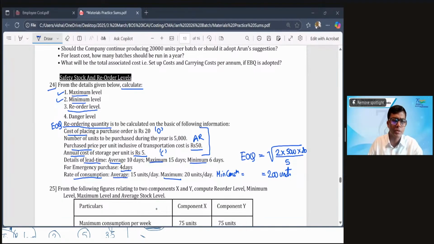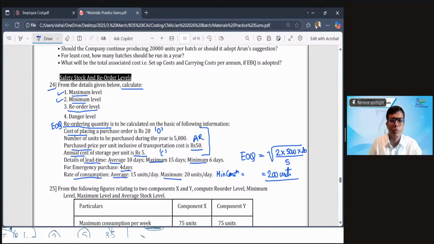Vikas, do I need to explain EOQ? EOQ is done by this formula: 2 into AR into O upon C. We have done more than 20 sums on EOQ now. So 2 multiplied by AR into O upon C, and this whole is under root. So it is coming as 200, Vikas.